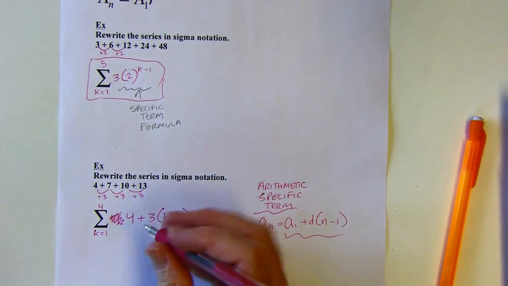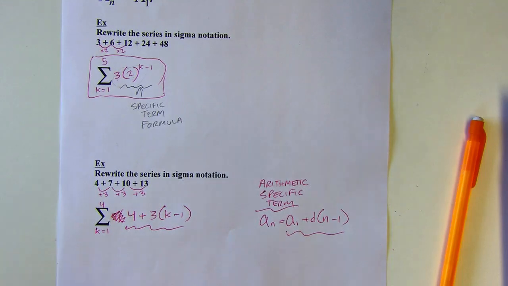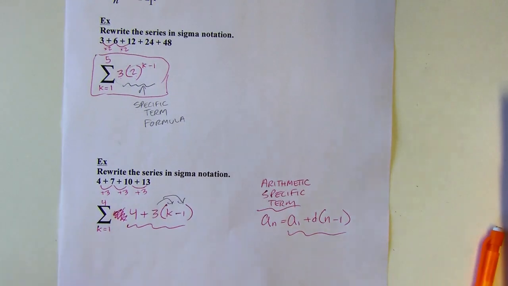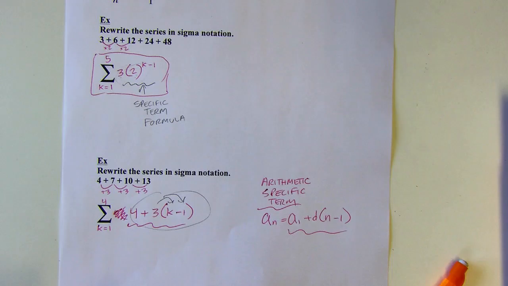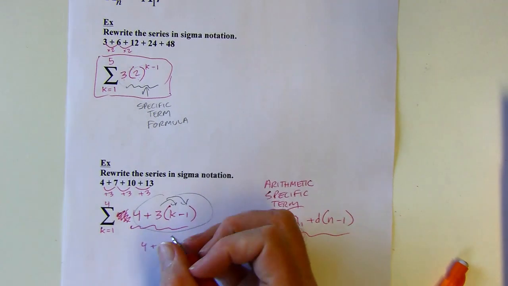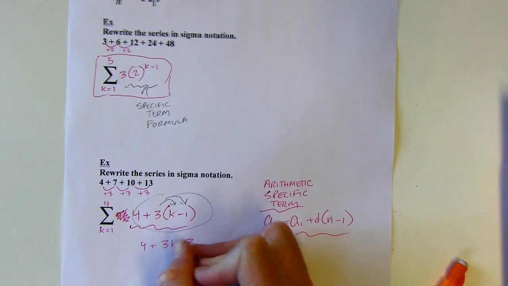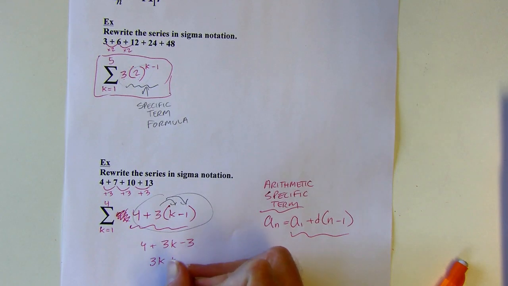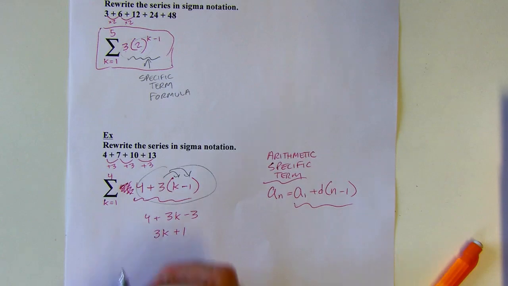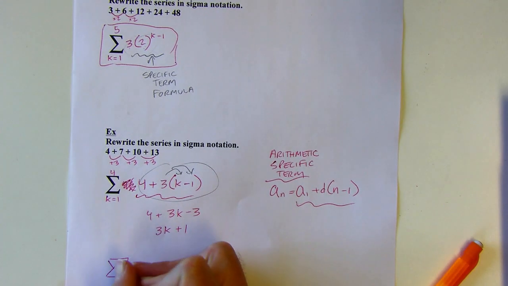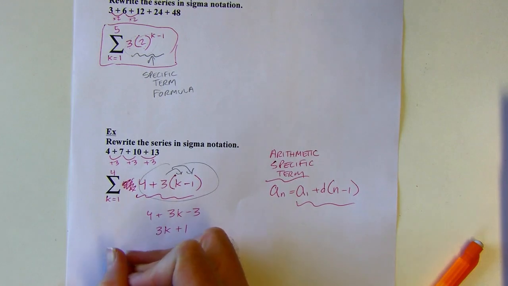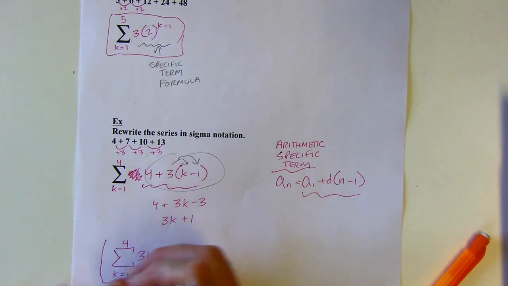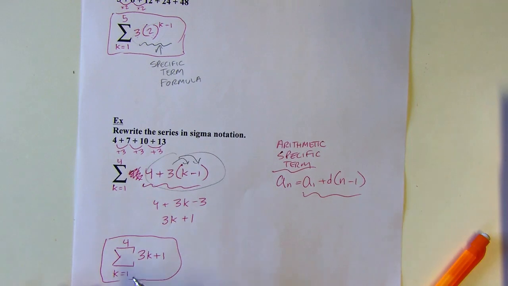And it's probably a good idea to clean this up a little bit because we can simplify that. So I'm going to distribute the 3. Here, so I'll just work on this piece for a second, so I don't have to keep writing the sigma piece. 3k minus 3, and then I combine the like terms. 4 and negative 3 gives me 1. Okay, so that simplifies to 3k plus 1. So let's write the whole thing now. Okay, and there we go. And again, you could test this out by trying to build your different terms.